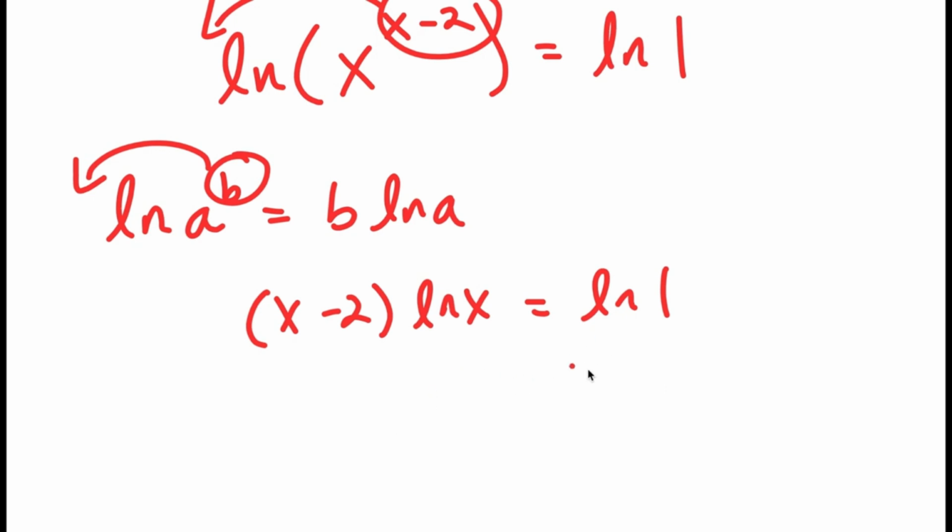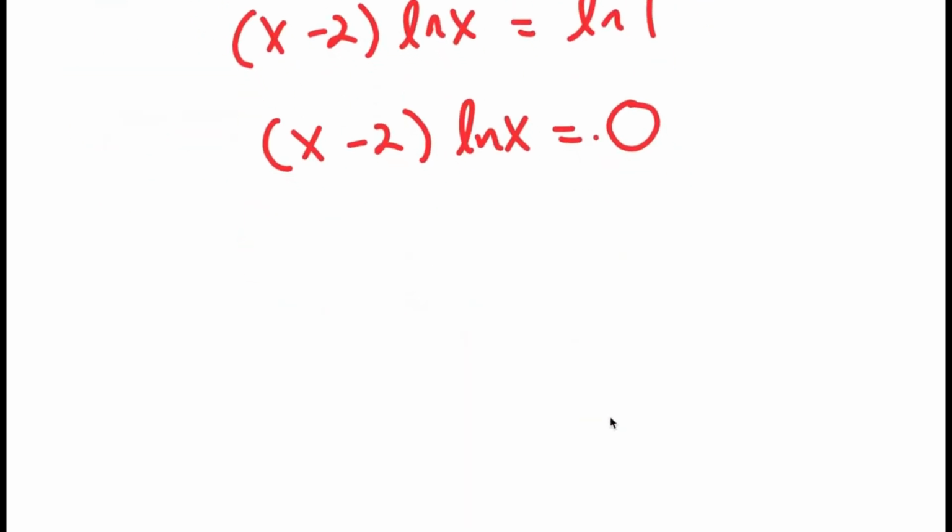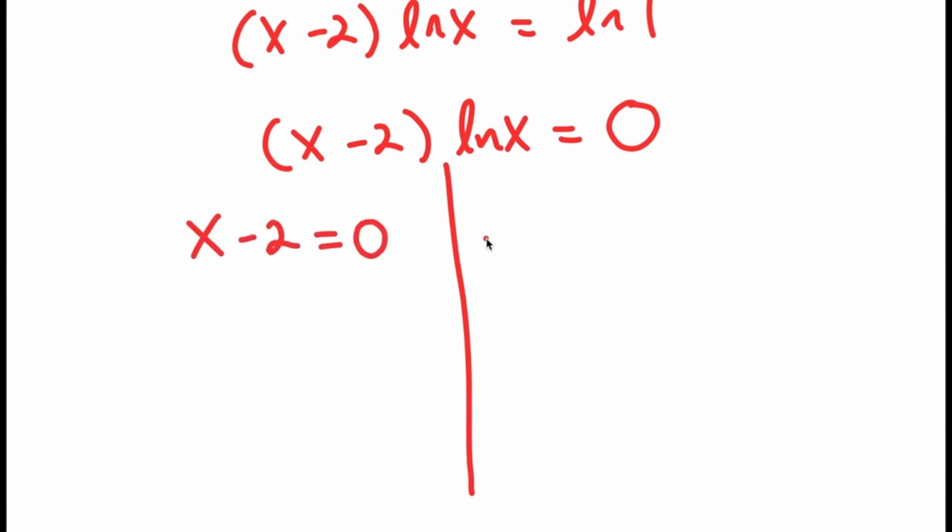Now, if you didn't already know, ln 1 is actually equal to 0. So I get x minus 2 times ln x is equal to 0. And now I basically have two different equations. My first equation is x minus 2 equals 0, and my second equation is ln of x equals 0.